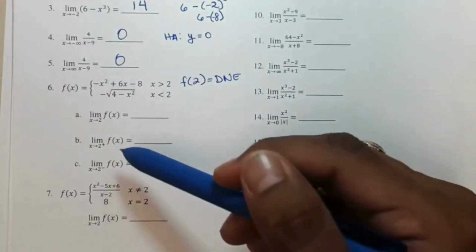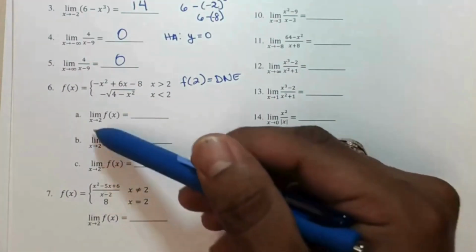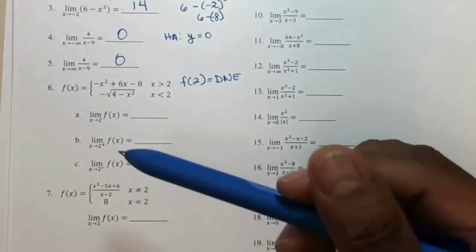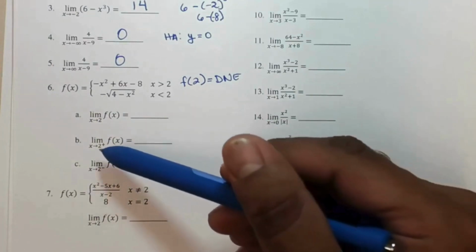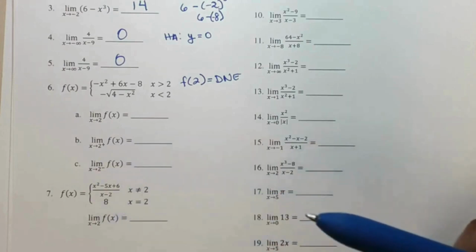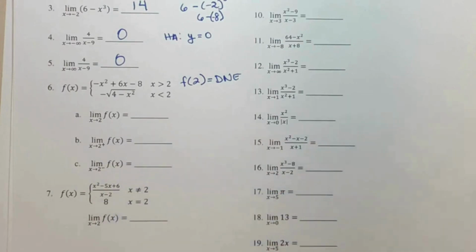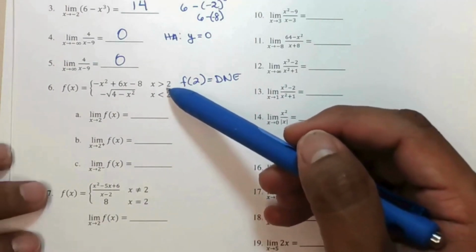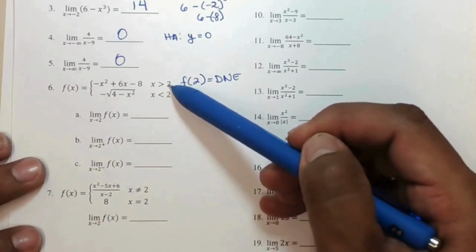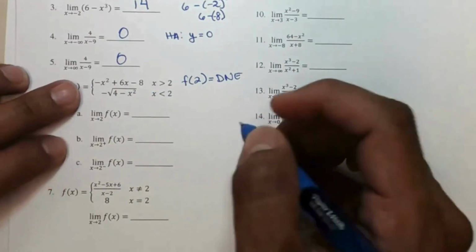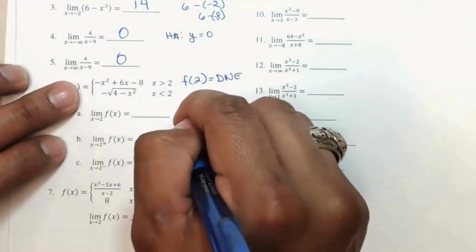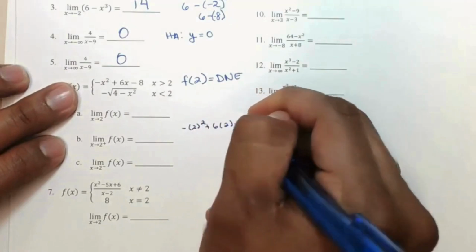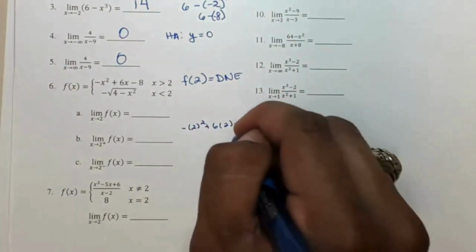Well, if I'm talking about a limit at 2, I need to make sure it works from the left and from the right. So if I'm approaching 2 from the right, I'm talking about numbers that are bigger than 2. Well, which one of these two equations is talking about x's that are bigger than 2? Well, this first one. So let's see what happens if we plug 2 into that first equation. Plug in 2 for every x that you see, and you end up getting 0.